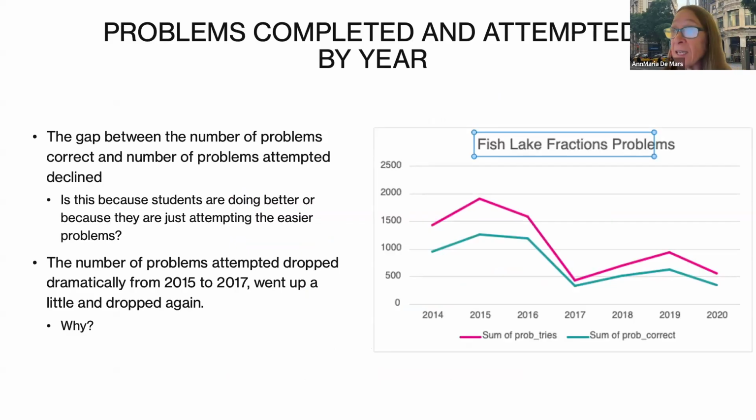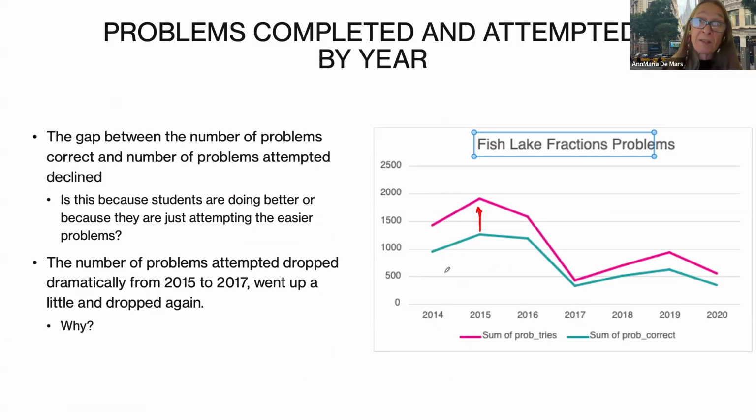A couple of things that I noticed: the gap between the number of problems correct and the number of problems attempted, right? This is the number of problems that they tried. They could try the same problem more than once. This is the number of problems they tried. This is the number of problems they got correct. From 2014 to 2017, this gap really narrowed.